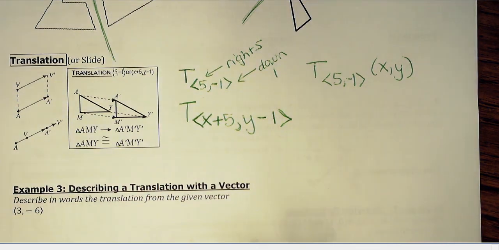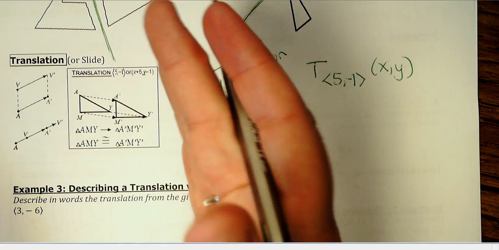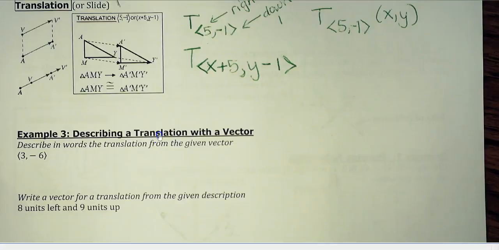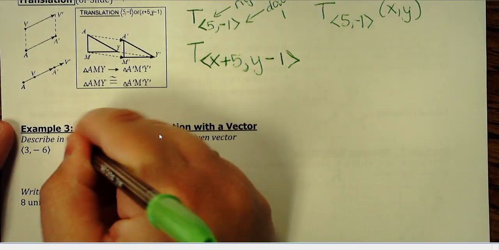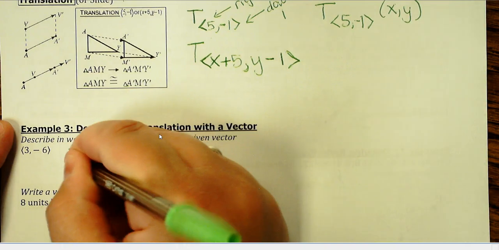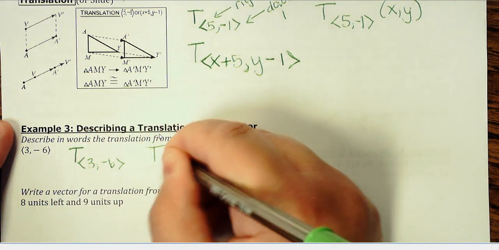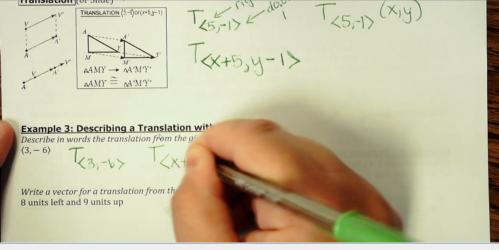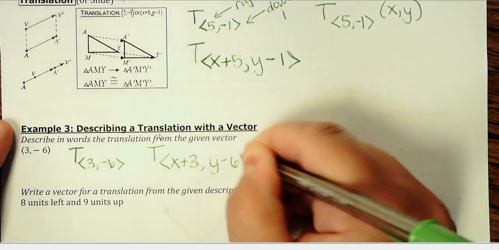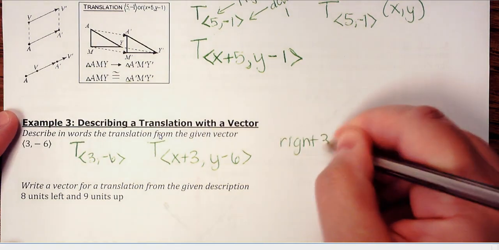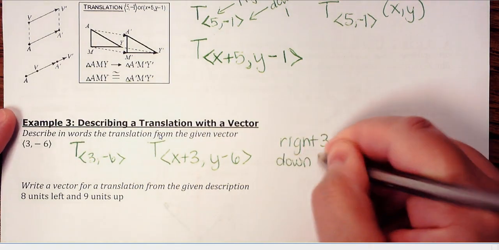But a translation is literally just going to take the pre-image and shift it maybe left or right and then up or down. Okay, so just a little example. This could appear here 3, -6. This could also appear, that first number is going to go with the x, so it'd be x plus 3, y minus 6. So describe this in words, this is going to go right 3 and down 6.